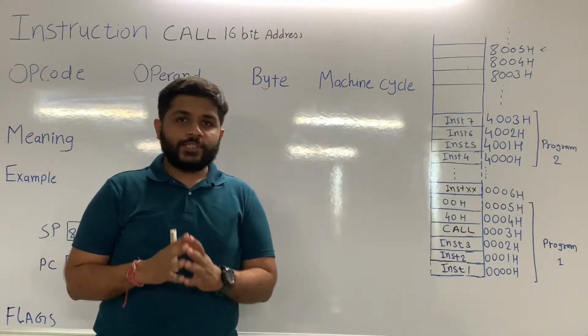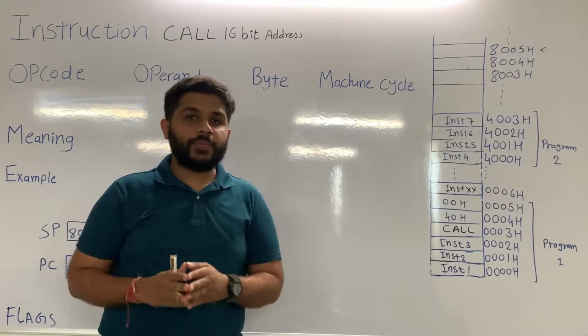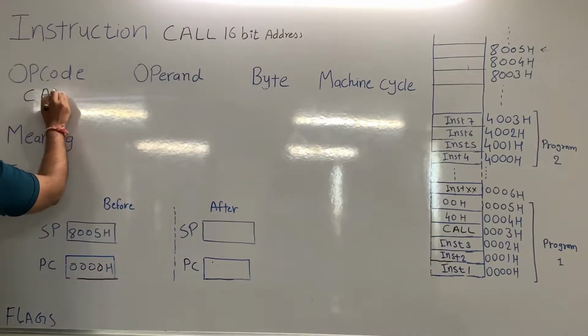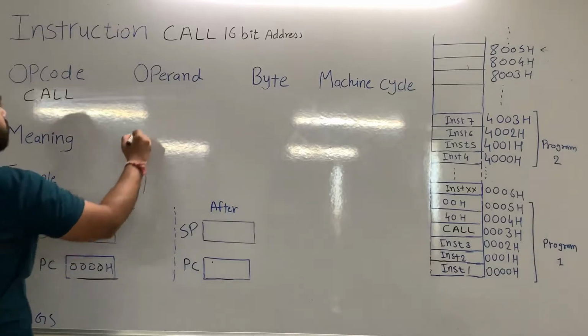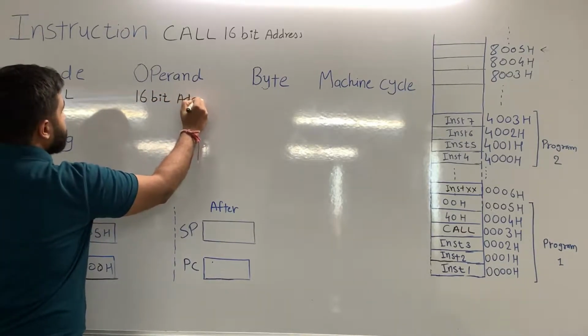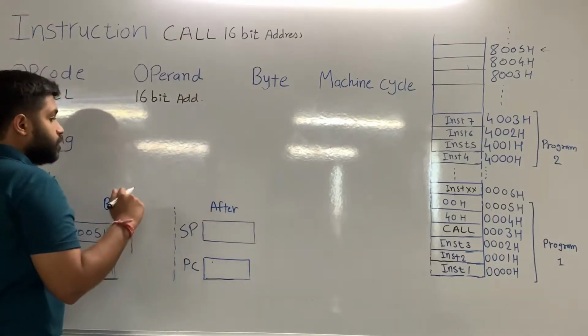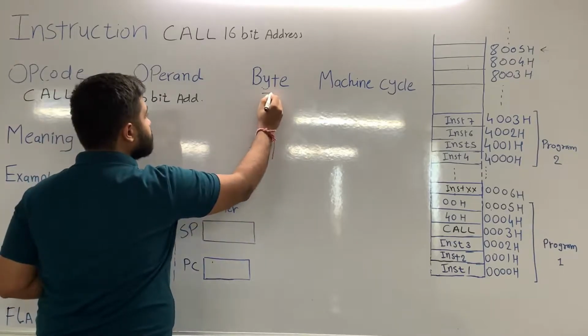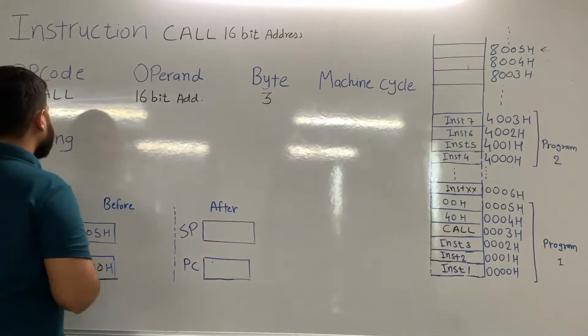So now we are going to see the instruction that is call 16-bit address. For this instruction, the opcode is call. The remaining part of the instruction is the operand, that is the 16-bit address. Now in this instruction, you can see that a 16-bit value is present. It means this instruction is of 3 bytes.